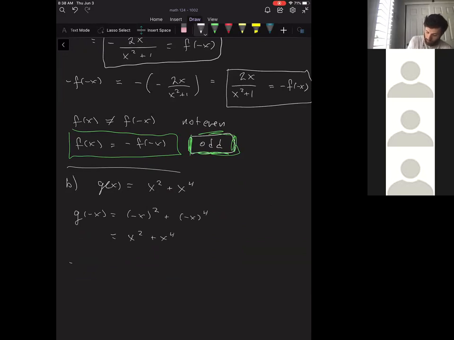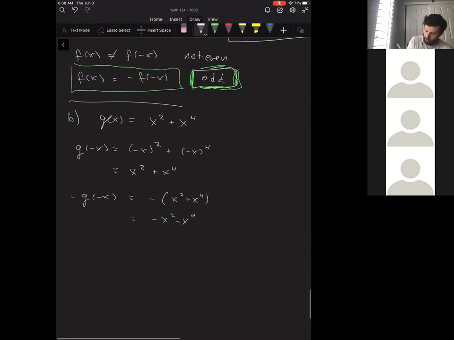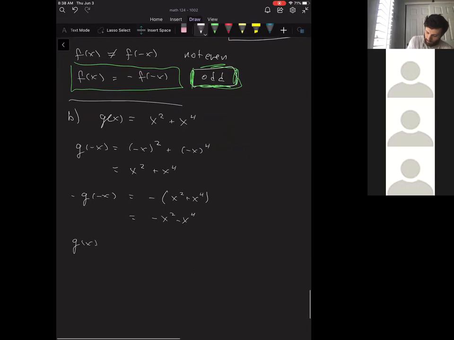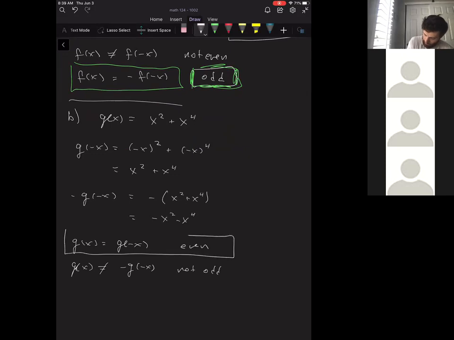And now let's move on to negative g of negative x. All we're doing is plugging a negative in front of g of negative x, which we just found to be x squared plus x to the fourth. So this is going to equal minus x squared minus x to the fourth. From this, we see that g of x is equal to g of negative x, and that g of x is not the same thing as negative g of negative x. So our function is even, which tells us it's not odd. All we have is that g of x is even.